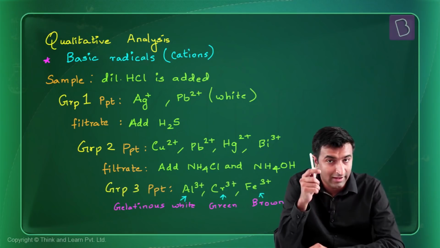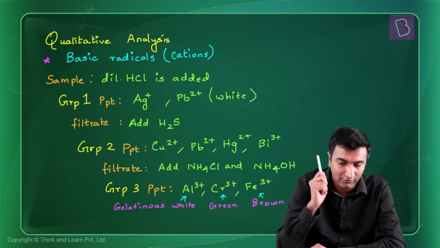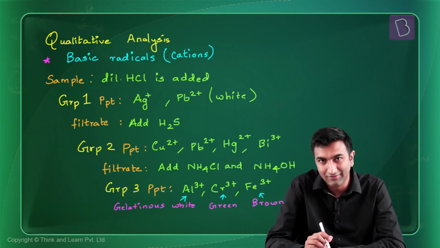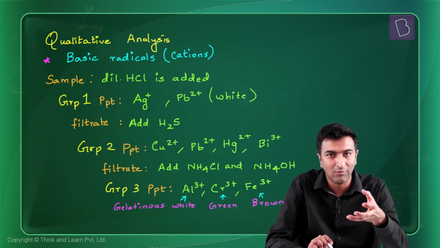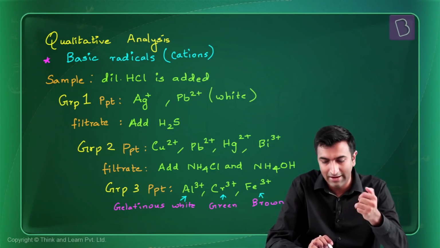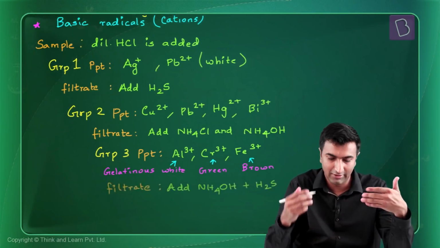The ions here especially are aluminium, chromium, and Fe, iron 3 plus specifically, all 3 plus ions. You get a very nice gelatinous white precipitate if you have aluminium, there's a brownish precipitate if you have iron, and chromium has a green precipitate. If none of these are present, it's a filtrate. Go to the next one.